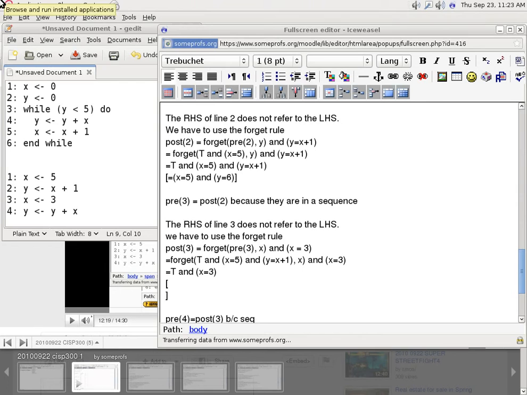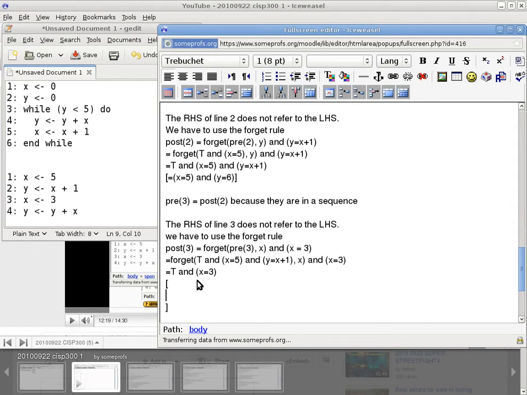That will make this one a little bit different, because the forget operation will now become x equals 5 and y equals 6, right? Because my precondition is now different. And we are still forgetting any components mentioning x, and we are still concluding after the operation x equals 3.